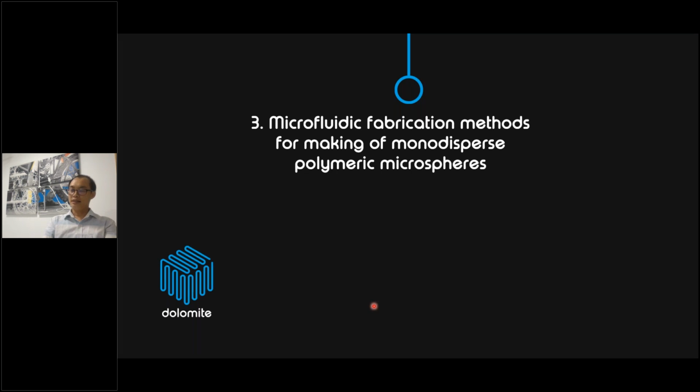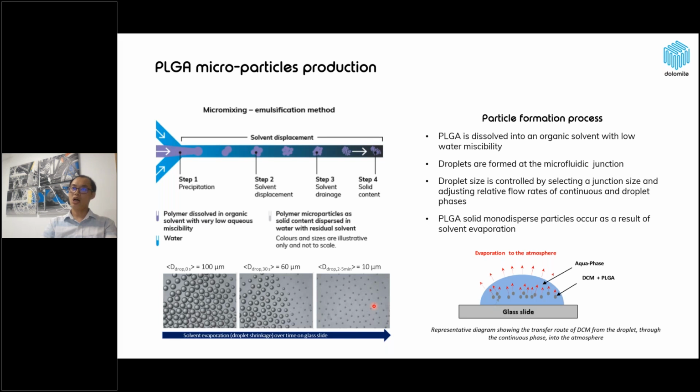And we move to the section that focuses more on case studies, with the microfluidic fabrication method for making monodisperse polymeric microspheres. The first example, I would like to show the method for making one of the polymers that's commonly used in biomedicals. So it's PLGA microparticle production using the microfluidic method.